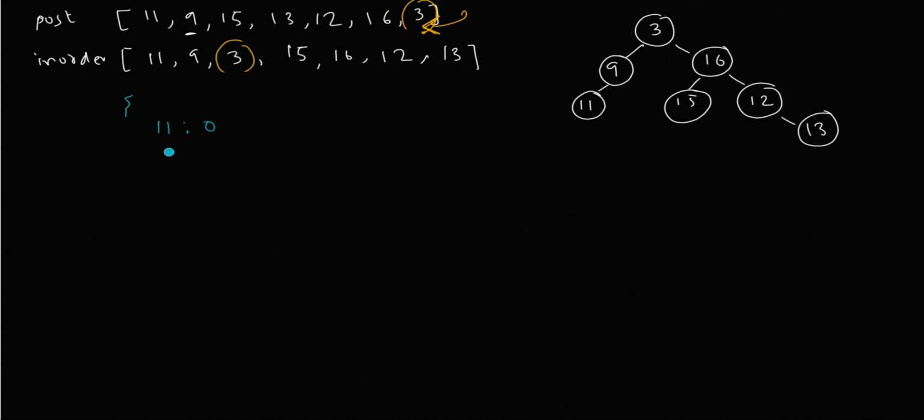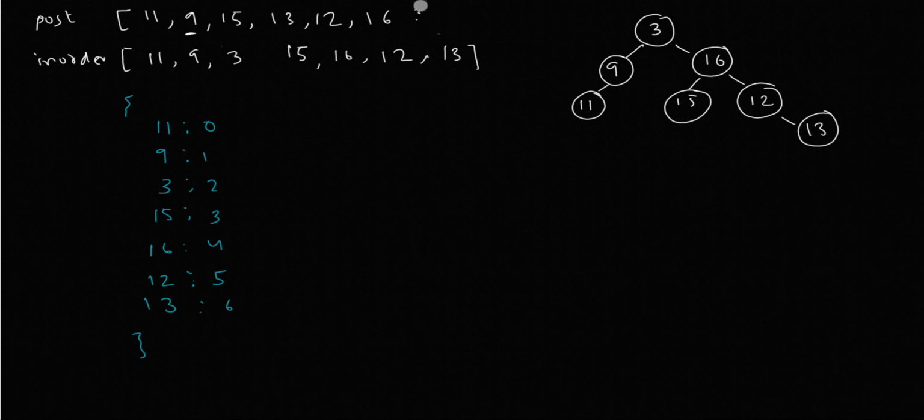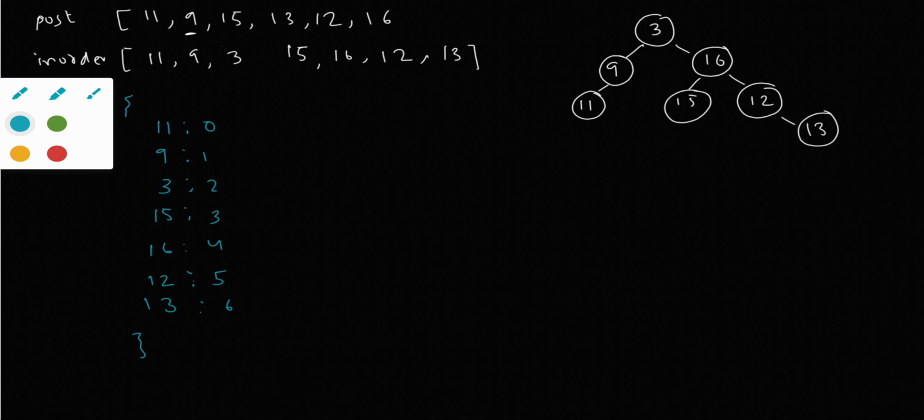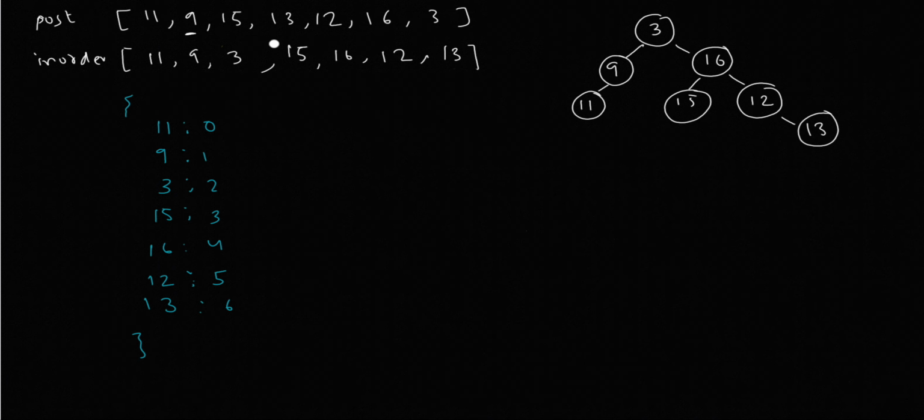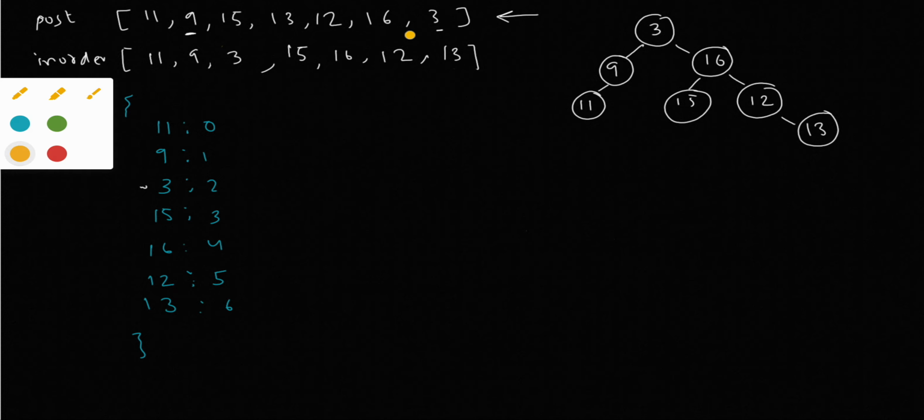So 11 has the index 0, 9 has the index 1, 3 has the index 2, 15 has the index 3, 16, 4, 12, 5, and 13, 6. So if this is the map of the indexes that we're looking at, let's try to go through the example again. So we had 3 over here. So when we start from the end for Postorder, right? So we get the first element, which is 3. We go to the map, what is its index? Its index is 2.